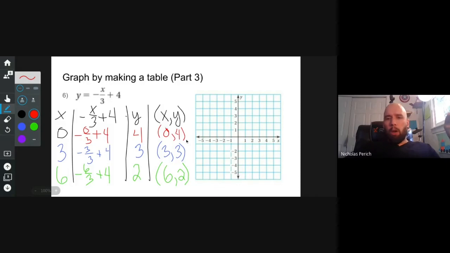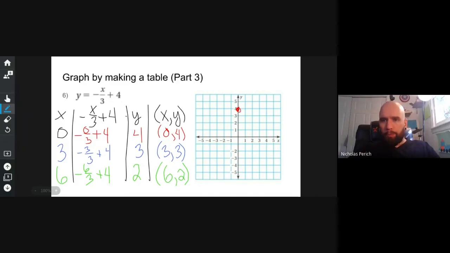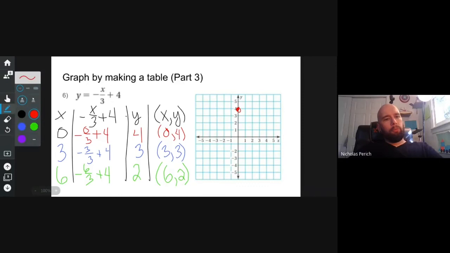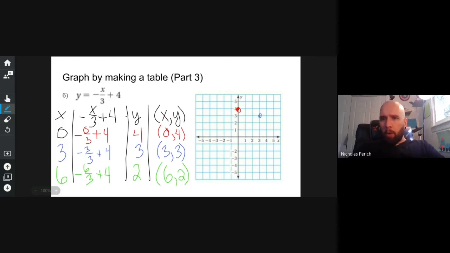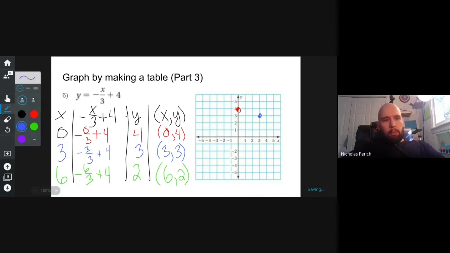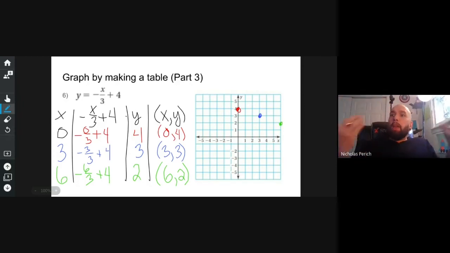Now let's graph those points. I have the point 0, 4. If I wanted to graph the point 0, 4, I'd start at 0. I wouldn't move. I'd go up 4 and I'd put a dot. If I wanted to graph the point 3, 3, I'd start at the middle, go right 3 and up 3, and put a dot. If I had 6, 2, I'd start at the center and go right 6, and I'd go up 2 and put a dot there.